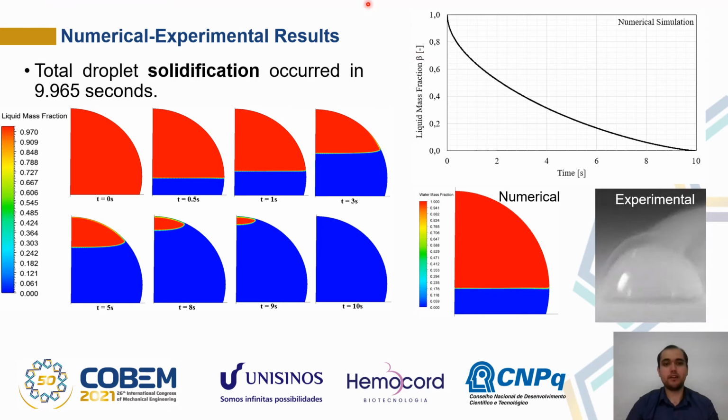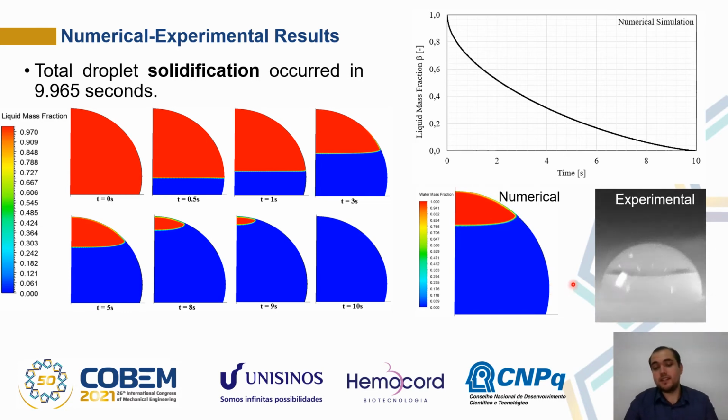Here we have the numerical and experimental results for the solidification process. The total droplet solidification occurred in less than 10 seconds. We can see this through the contour and the graph of the water liquid mass fraction. We can analyze the solidification process through the comparison between the video of the numerical procedure and the experiment. And it's possible to see a good agreement between them.